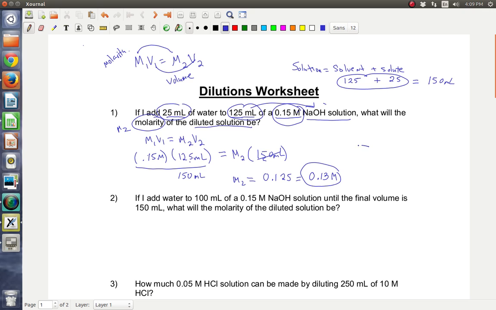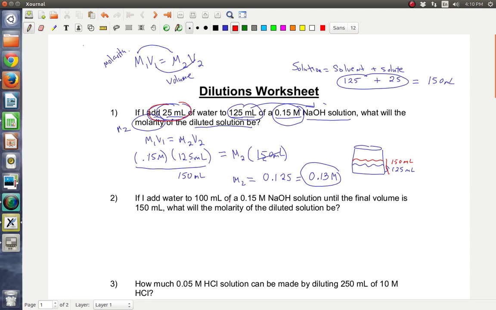I'll draw a little picture. This is what we have. We started off with about 125 milliliters. Then I'm going to add, let's do a different color here, that 25 milliliters on top of it. And so now my new volume is 150 milliliters. I'm not adding more solute to it, I'm adding more water. So I'm diluting the solution.